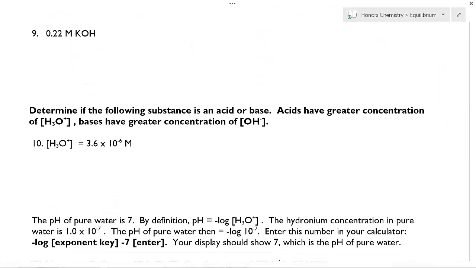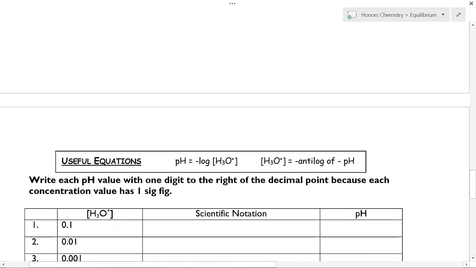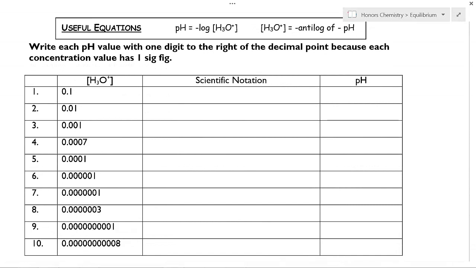Number 10, you're going to try to figure out which one is more acidic. And so acids are going to have greater concentrations of H3O plus than OH minus, or you can compare the pHs. So if the pH is less than 7, it's acidic, or it's more acidic. There's two ways you can do that. Compare the two concentrations so you can figure out how to do that one. I want to help you here with the last page.